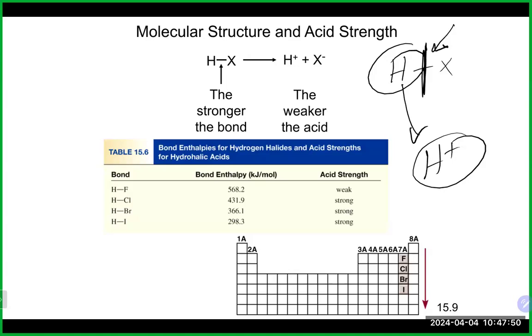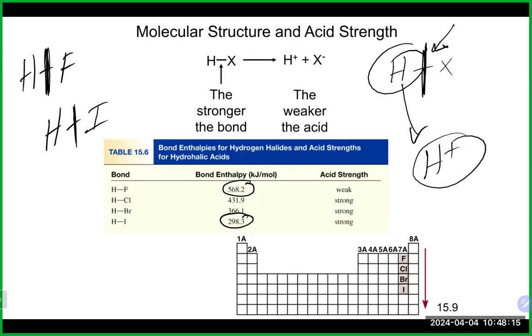So when we look at group 7, sometimes people think it might be based on electronegativity, but in this type of acid, it's actually based on bond enthalpy. The HF bond actually has the highest bond energy. The HI bond actually has the lowest bond energy. So when you're comparing HF to HI, it is much harder to break this bond than the bond here. It's almost 2 or 3 times harder to break it. So this guy here is going to come off a lot easier, thus making it a strong acid.